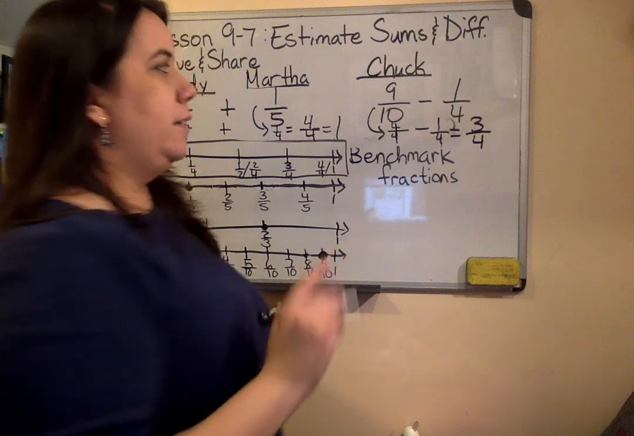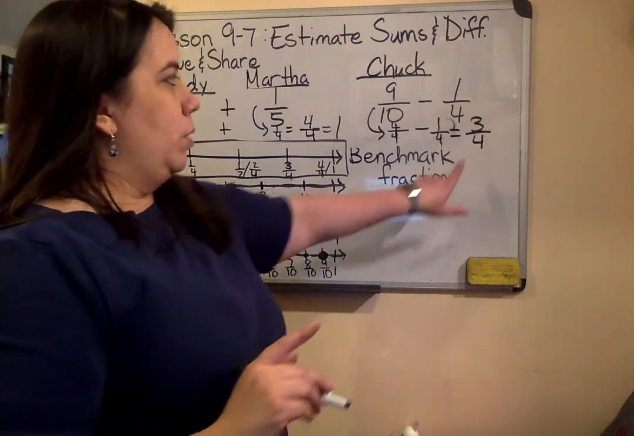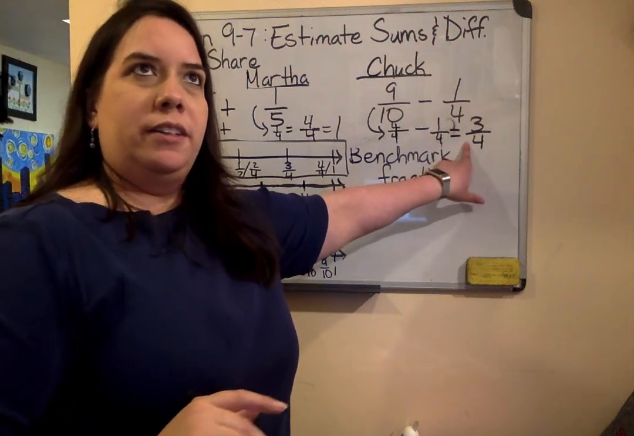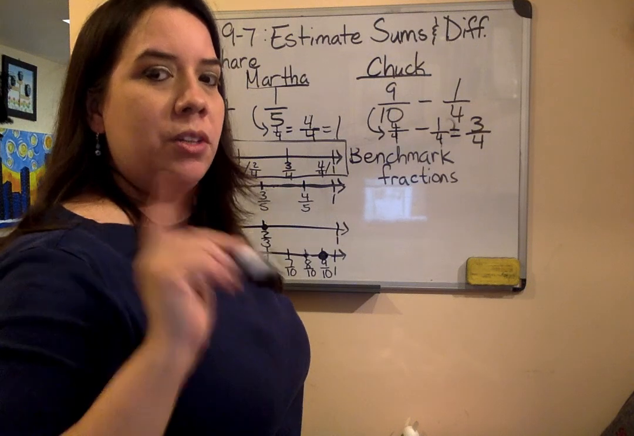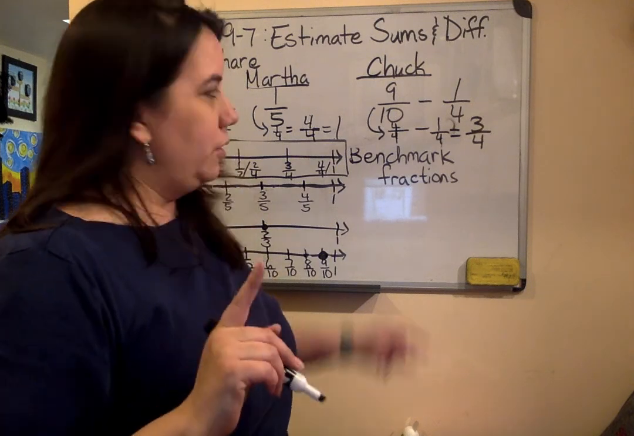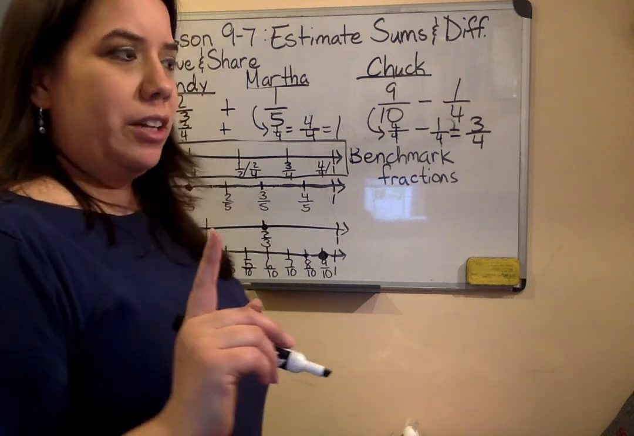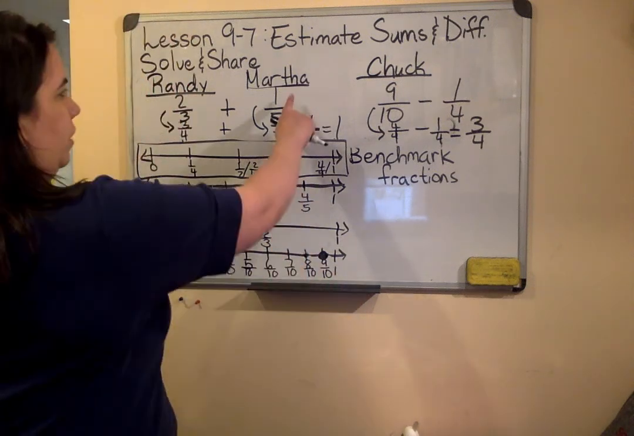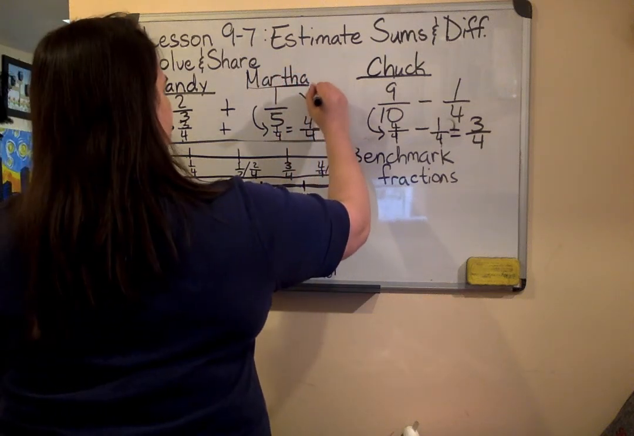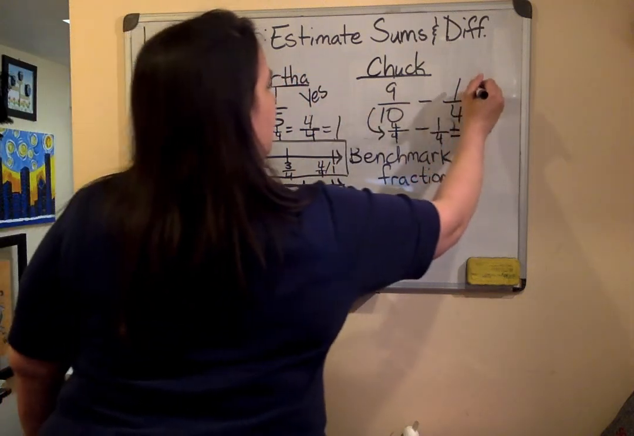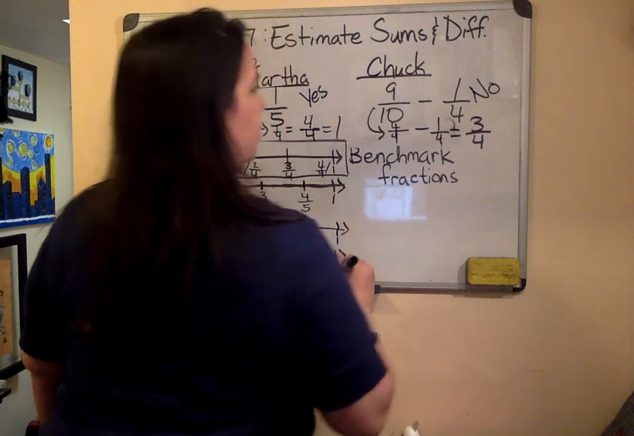So, is this about 1/4 difference? ¿Esto es una diferencia de un cuarto? No, no es. So, is this estimate reasonable? Este no es razonable. So this one, yes, it's reasonable. Sí, es razonable. No, this one is not reasonable.